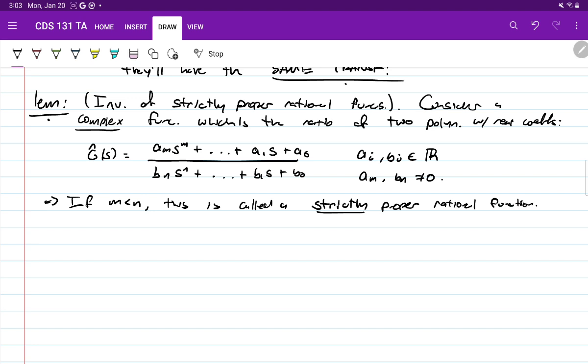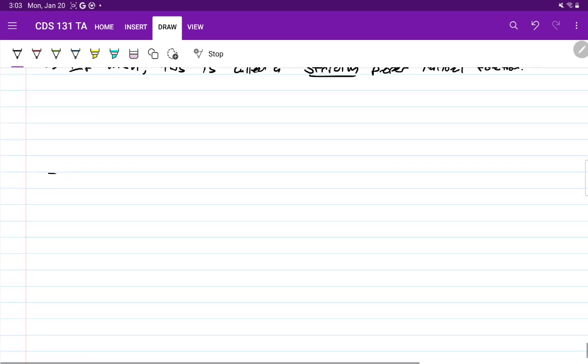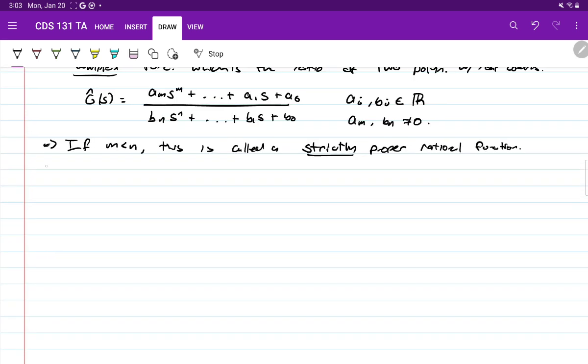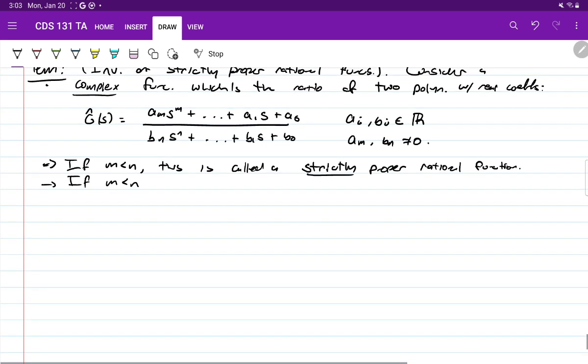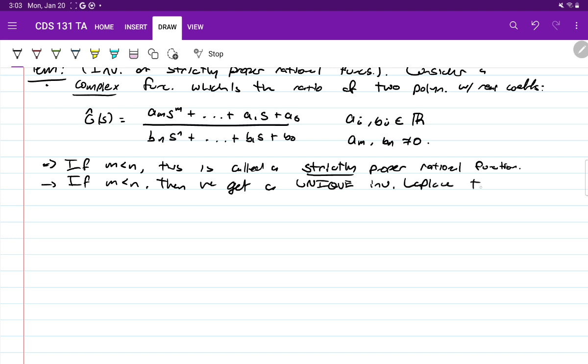It's rational because it's the ratio of two polynomials. Okay, so what happened there? The nice property is that if m is less than n, right? If we have one of these functions, then we get a unique inverse Laplace transform, up to equality outside sets of measure 0.